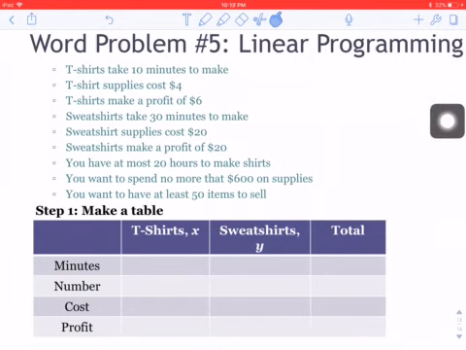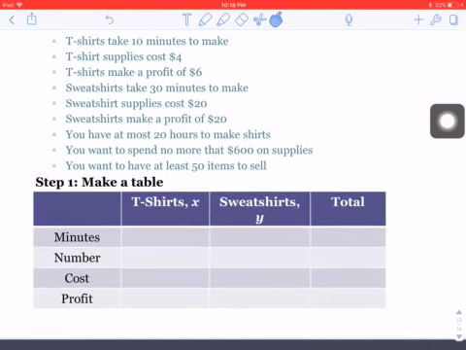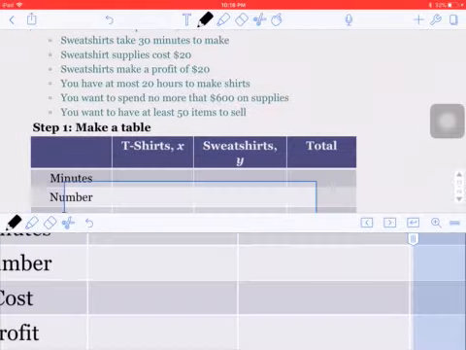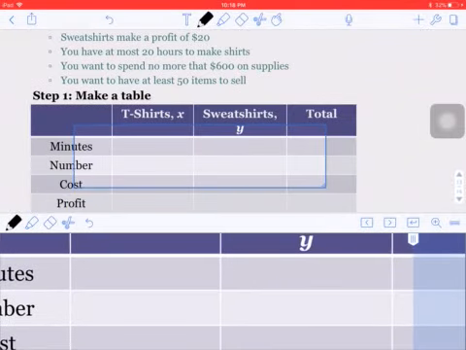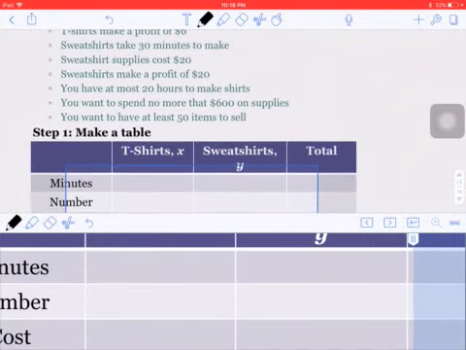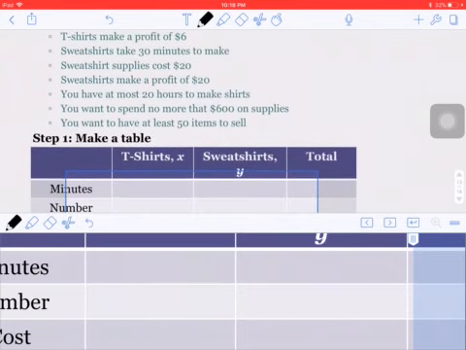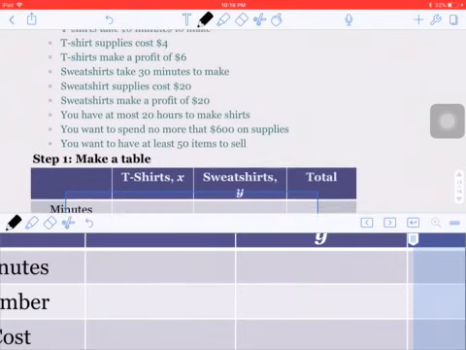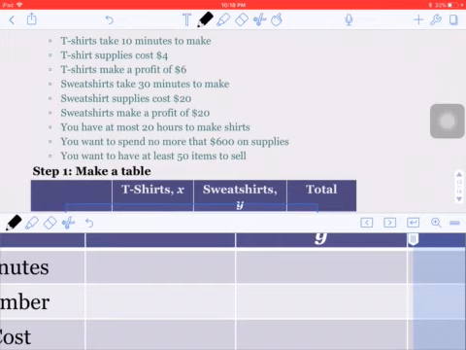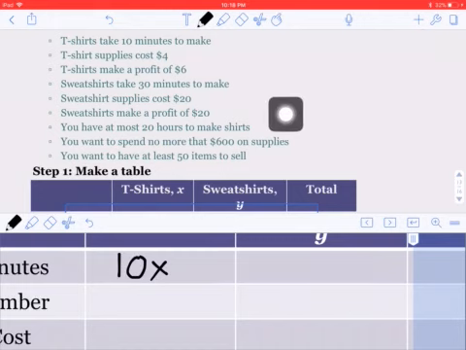Okay, so let's go ahead and start filling things out. And I'm going to utilize the box again. So going down to the table, we're going to fill in the minutes first. And it says that for t-shirts, we have 10 minutes to make them. Okay, so for t-shirts, it's going to be 10 minutes per shirt or 10x. So I'm going to write in here 10x. And then for sweatshirts, I can see over here it says sweatshirts take 30 minutes to make.